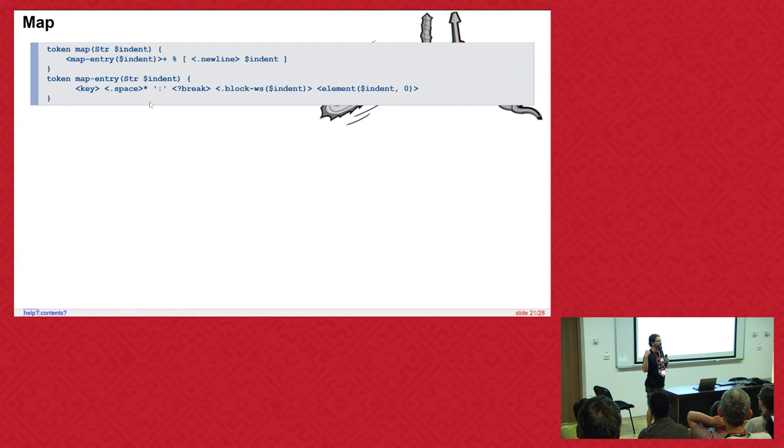Most of these aren't even complicated rules, for example, a map. I assume most of you are vaguely familiar with the YAML formats. In essence, a map is just a key, a colon, and a value. And a map is nothing more than a bunch of these separated by new lines and the appropriate indents, because YAML is an indentation-oriented format.